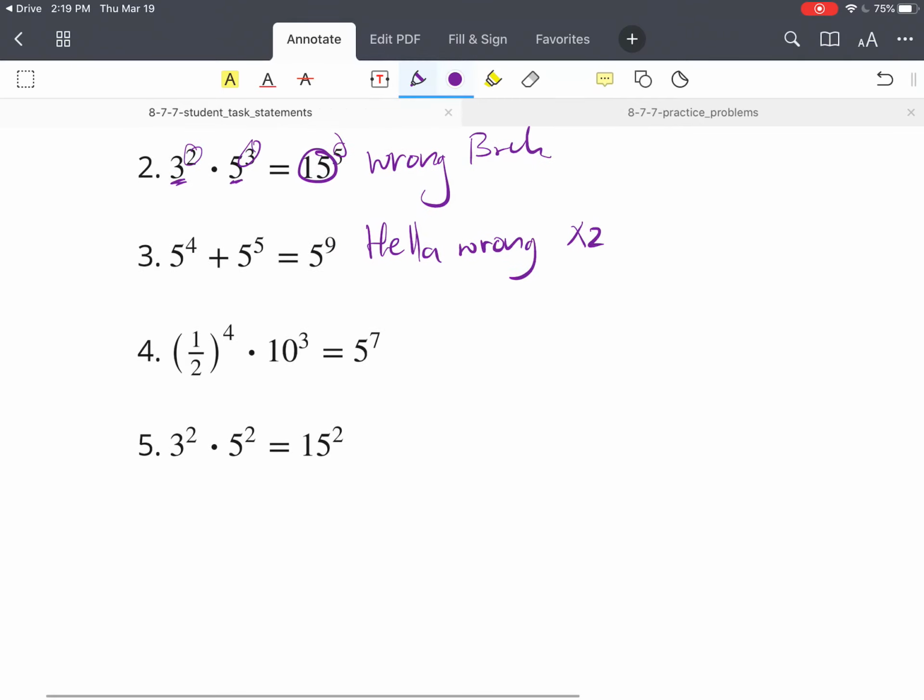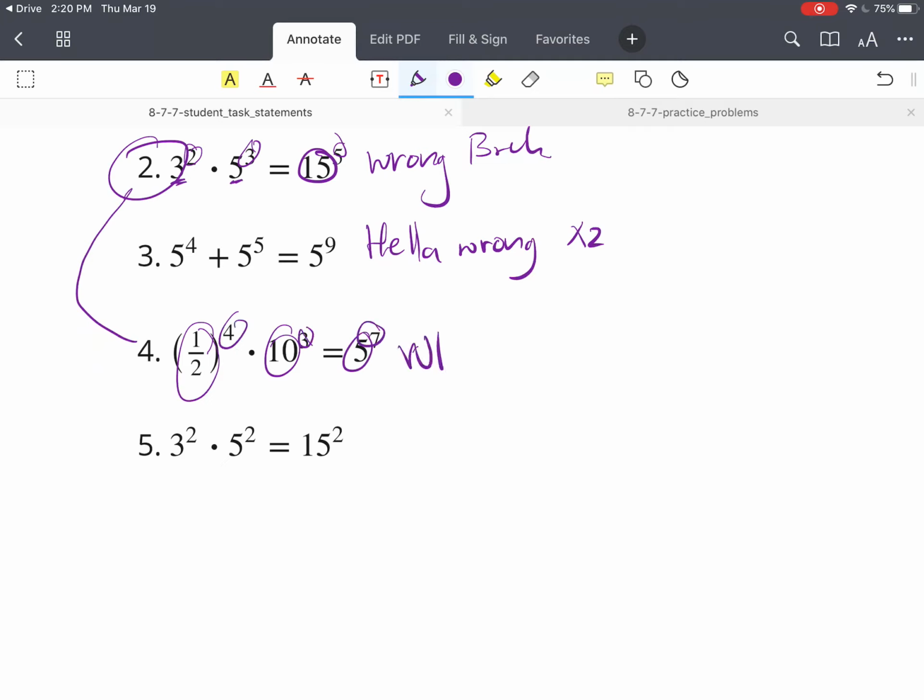This one seems kind of tricky, actually. 1/2 to the 4th times 10 to the 3rd. You know, just by looking at it, I think they're doing the same thing they did up in number 2. 1/2 times 10 is 5, and then 4 plus 3 is 7. Yeah, this is wrong. Again.